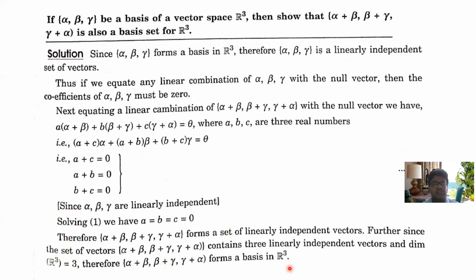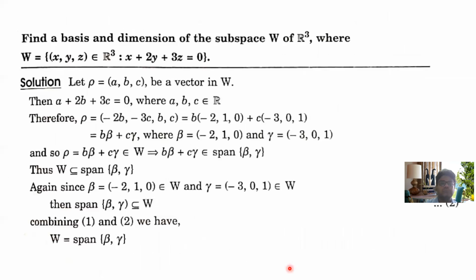Okay, so this type of question you can expect from here. Now, most interesting part, find a basis and dimension of a subspace of R cube.